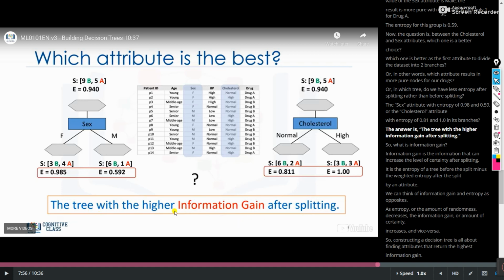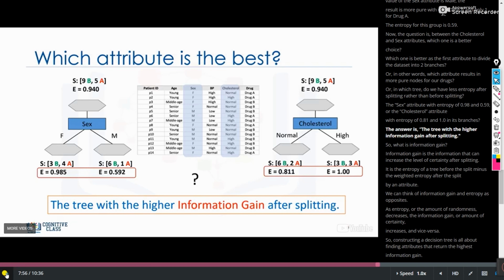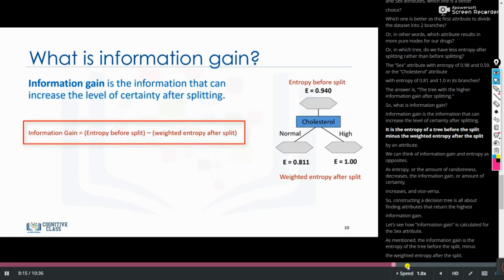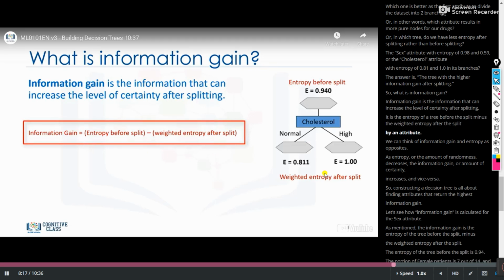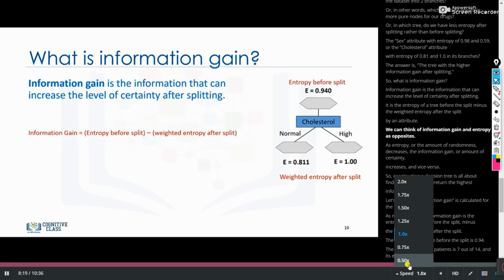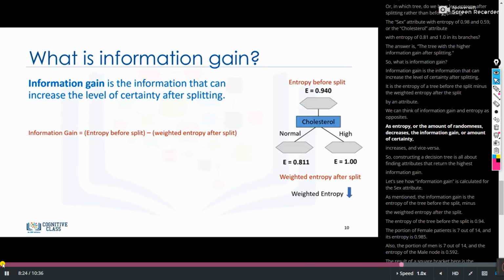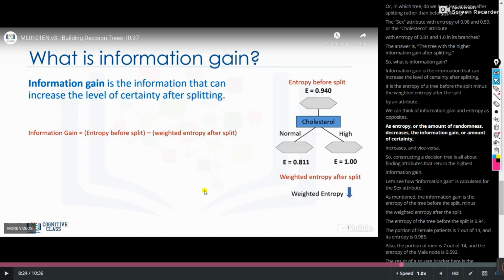So what's the higher information gain after the splitting? That will be split again. The sex? Yes, so again, oh okay. So one that's higher. No, hold on, that's not the higher. So the cholesterol will have the higher entropy, right? Because that's closer to one. So they're gonna split the one that has the higher, not the sex. They're not gonna split the sex again.